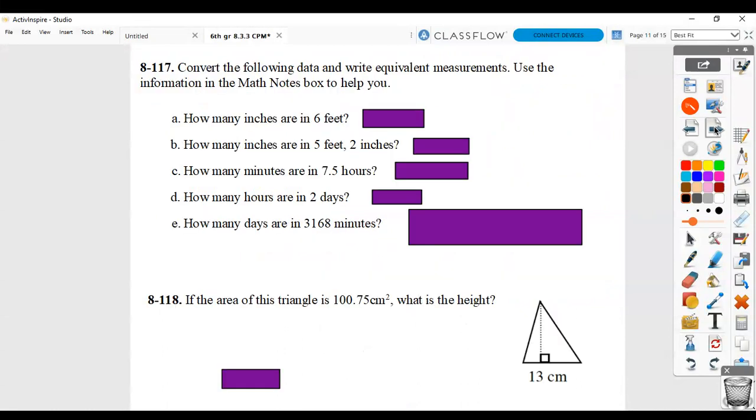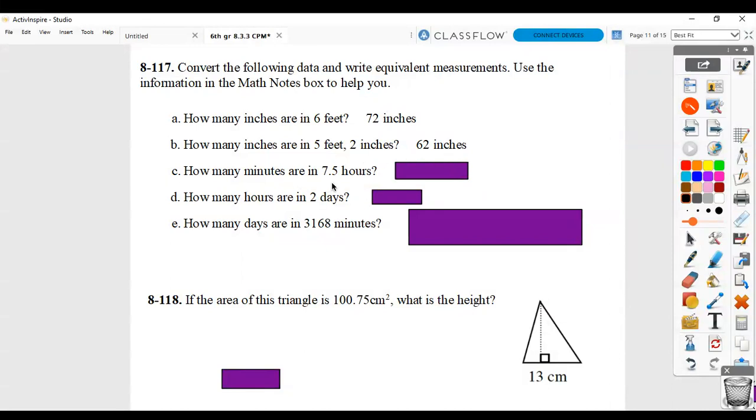For 8.117, you're going to convert these. So how many inches are in 6 feet? Well, we know there's 12 inches in 1 foot. So 6 feet times 12 would give you 72 inches. How many inches are there in 5 feet 2 inches? Well, 5 feet would be multiplied by 12 inches in a foot, so that's 60. But the extra 2 inches means it's going to be 62. Again, make sure you've got work shown, even though I'm not showing it to you, I'm just telling you verbally.